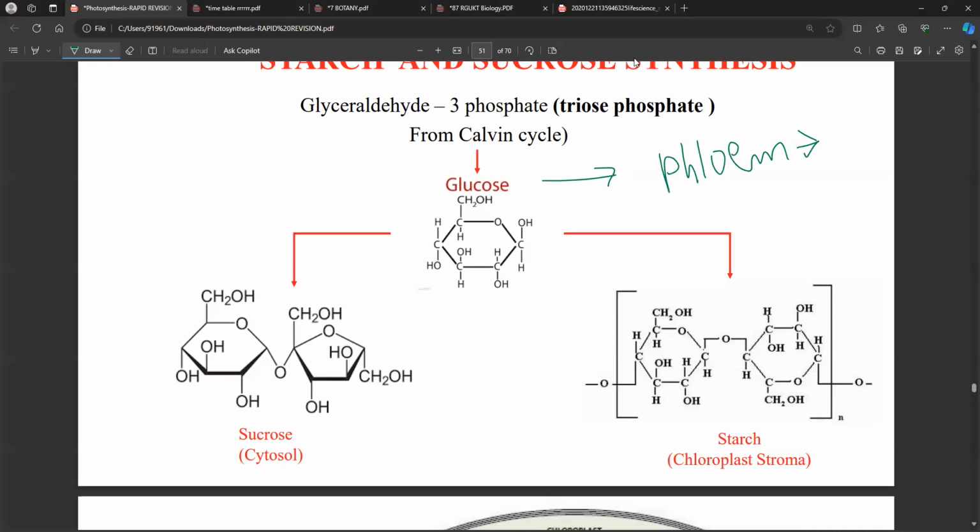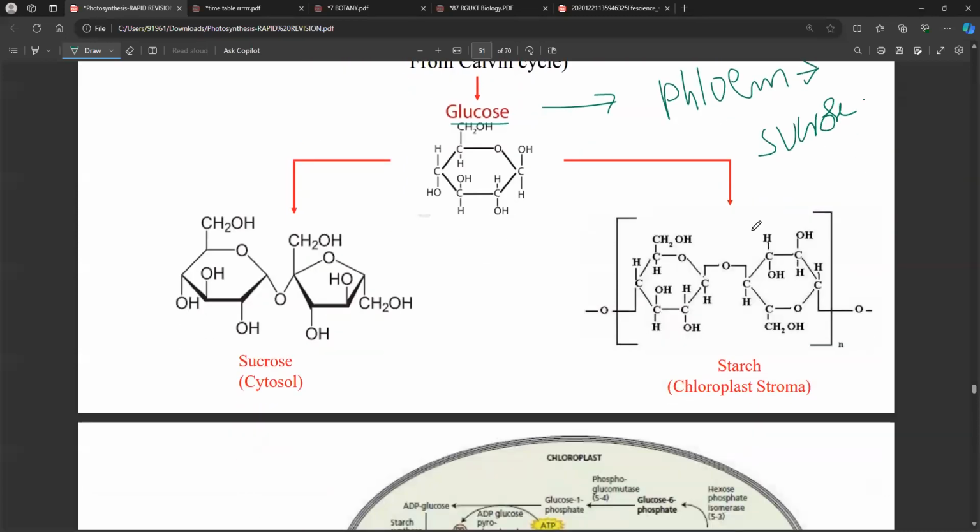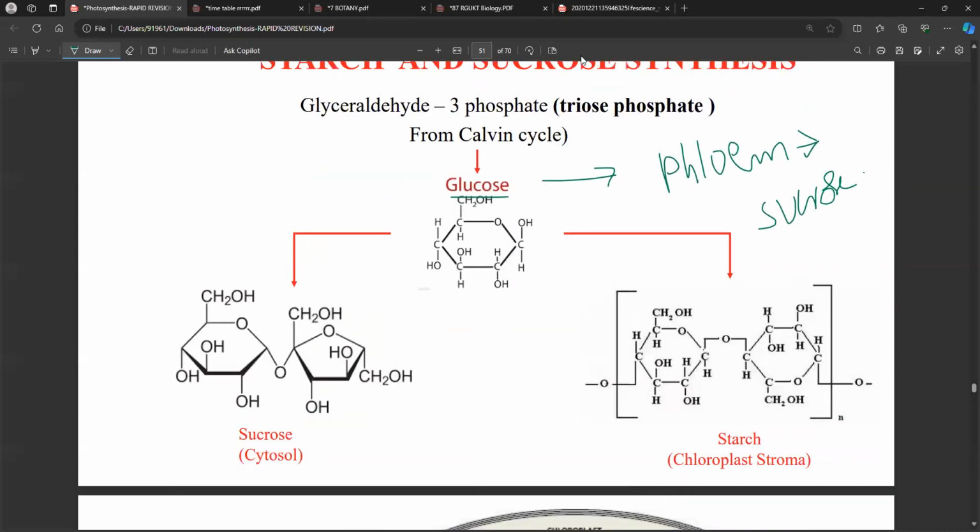All parts of the plant body. But you know very well, in the phloem, glucose cannot be transported. Only one saccharide, the disaccharide sucrose, can be transported. Which means that glucose, once it is synthesized by the Calvin cycle, has to be converted into sucrose to become a utilizable form in the plant.